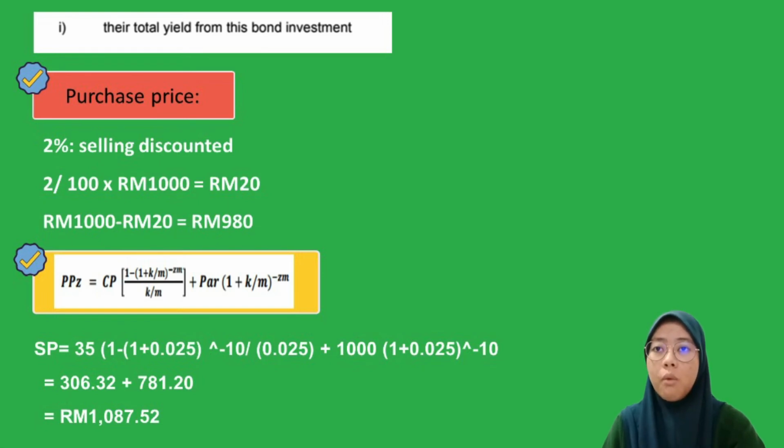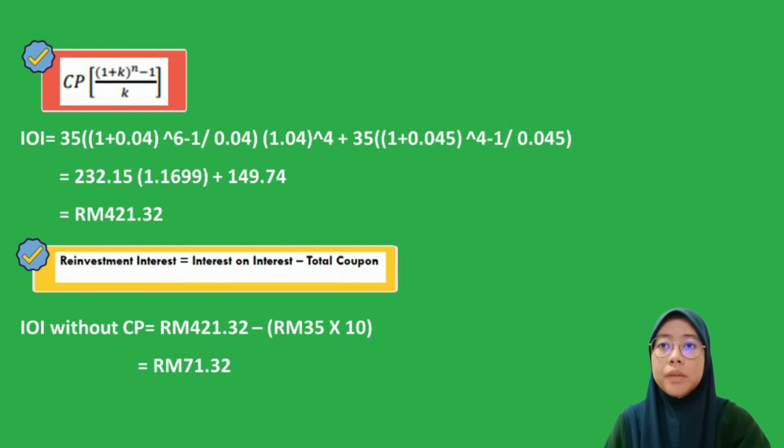So you will get 35 multiplied by 1 minus (1 plus 0.025) to the power of negative 10 over 0.025, plus RM1000 multiplied by (1 plus 0.025) to the power of negative 10. Then you will get RM306.32 plus RM781.20, and you will get the total selling price of RM1087.52.